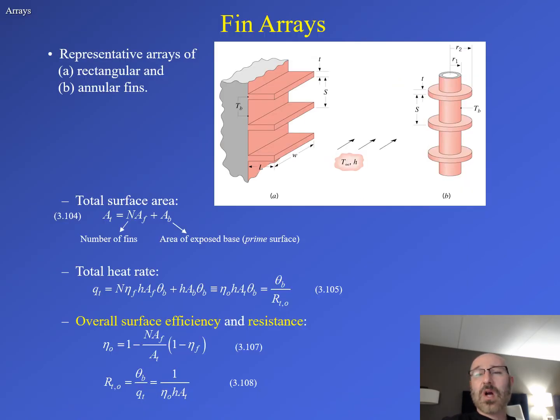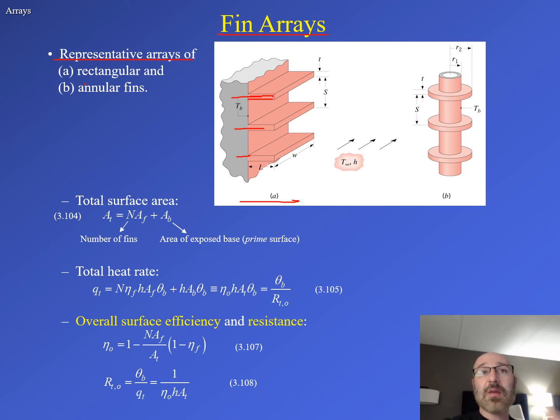So far we've just talked about individual single fins of different geometries and shapes. Well, in reality, we're going to have a bunch of those, or an array of those. Let's talk about fin arrays. So this is representative arrays of, we can see here in part A, we have rectangular array of fins. So these we've seen for one of the more simpler geometries right here, but now we've got three of these right here that we've shown, at least in this diagram right here, and maybe even more than that.